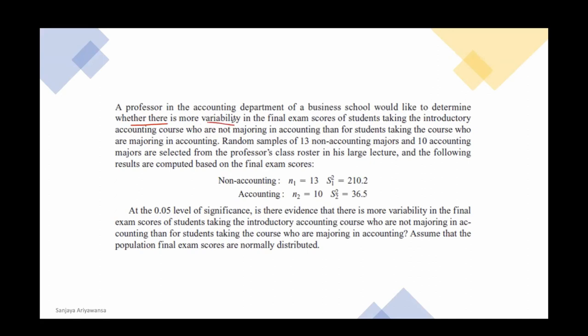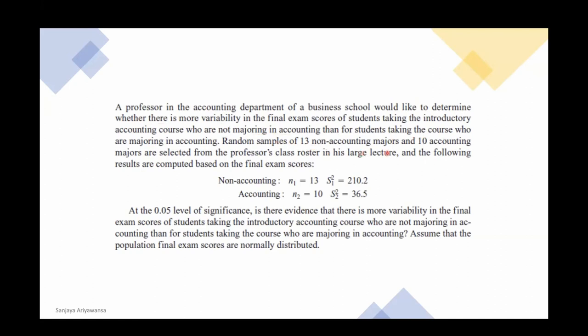Okay, when you look at that word, you understand this has something to do with variance, but let's read on. In the final exam scores of students taking the introductory accounting course who are not majoring in accounting, that's one sample. Now we are going to talk about the second sample, students taking the course who are majoring in accounting. Those are the two samples we are looking at.